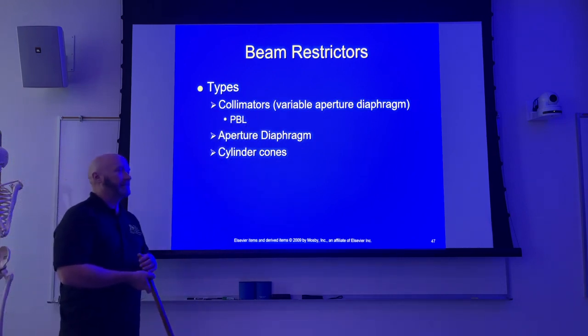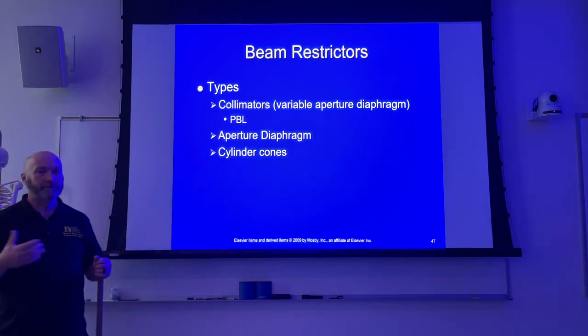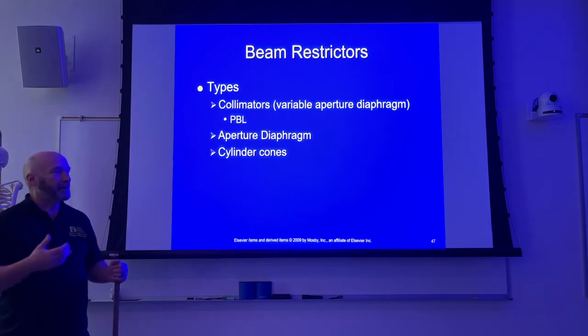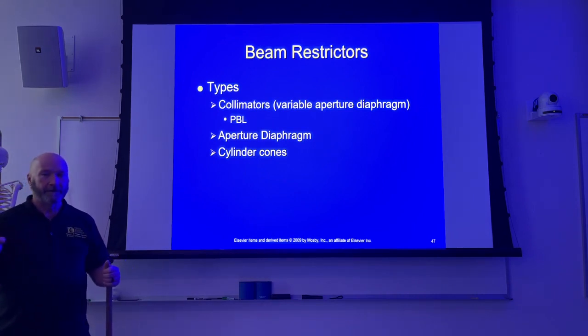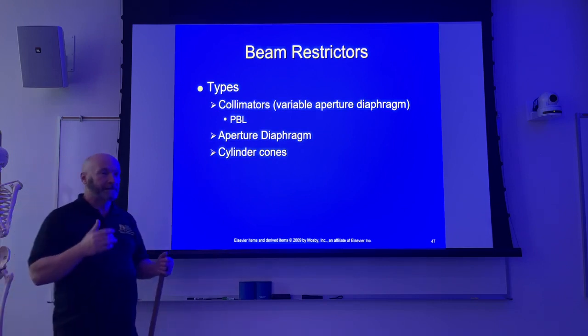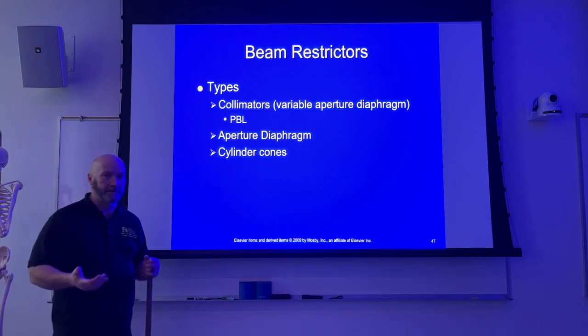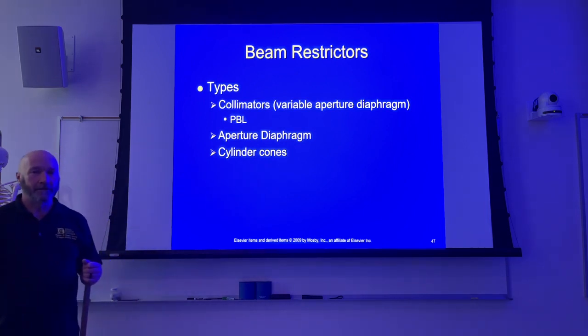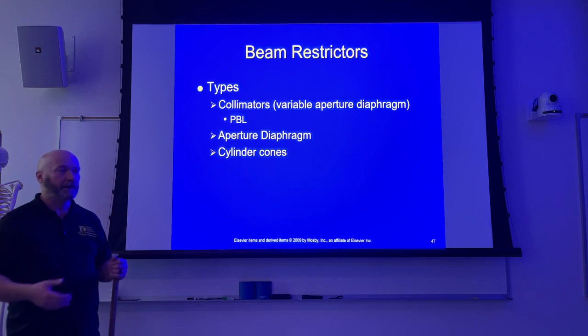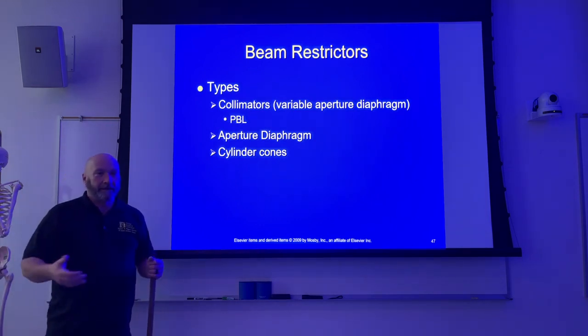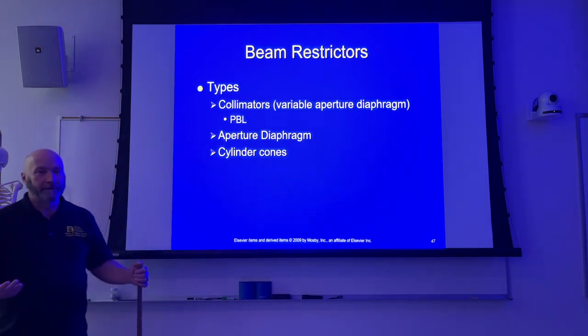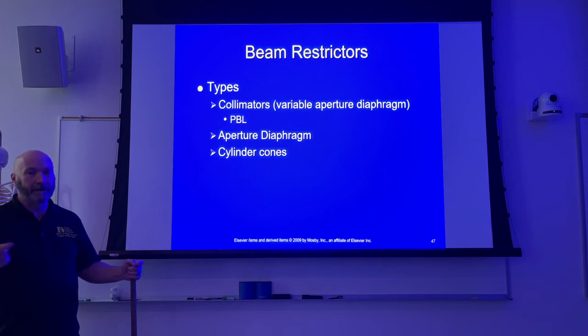PBL is something that was implemented in the 70s. PBL stood for positive beam limitation, and with our image receptor sizes now in digital being a single image receptor size, you just don't see this that much anymore, but you might hear about it. I don't think it's on a registry, but you might hear about it. So what PBL is, is automatic collimation.